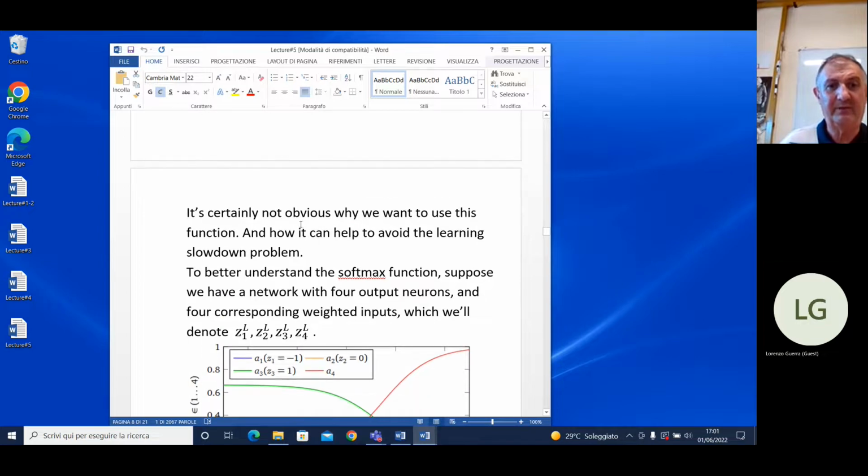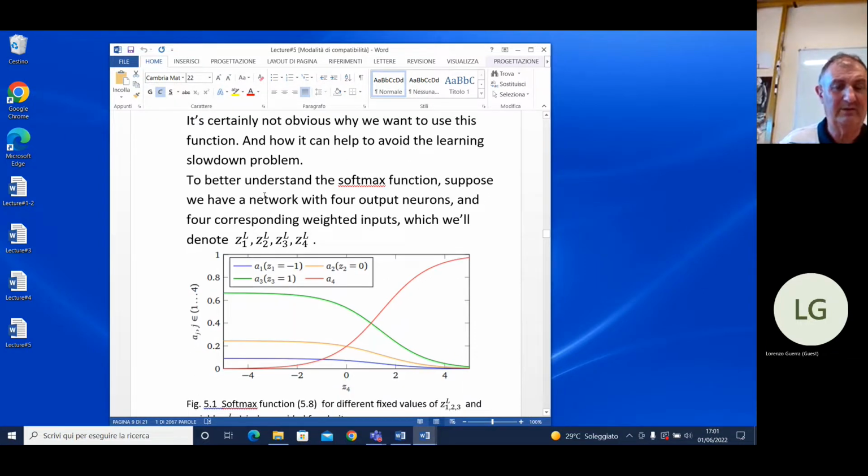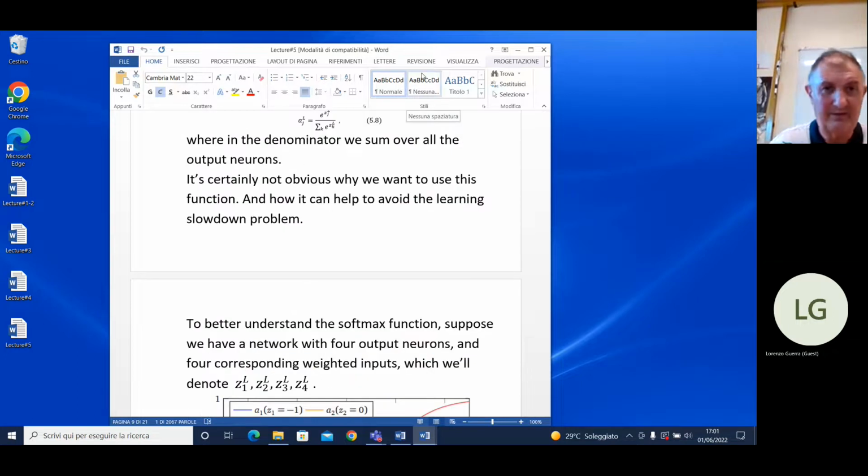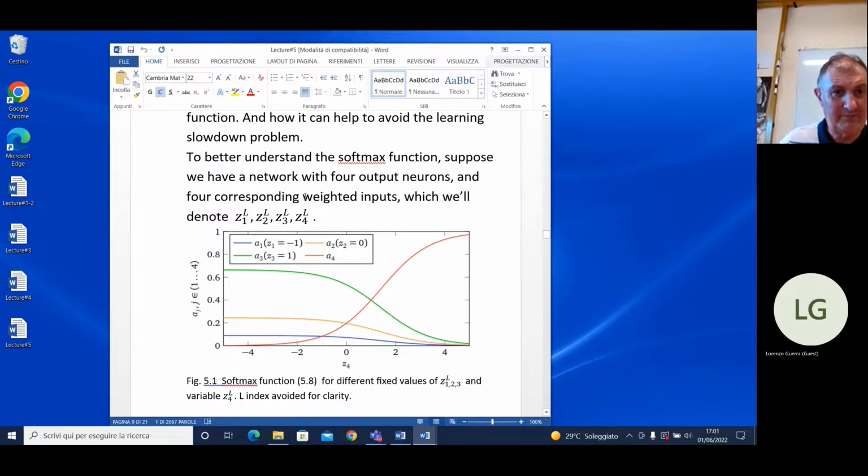It's certainly not obvious why we want to use this function and how it can help to avoid the learning slowdown problem. But it not only helps to avoid the slowdown problem, it also renormalizes our output values. In which sense, we shall discuss later.